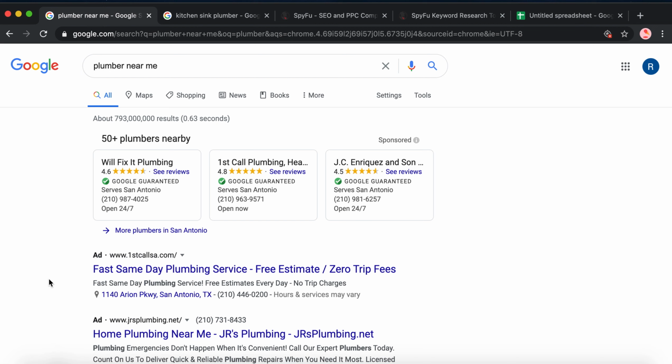Hello everyone. Today we're going to go over how to conduct your Google Ads keyword research. Now this is a very important step. Google Ads and Google search overall is highly dependent on keywords, and you do not want to skip this step.